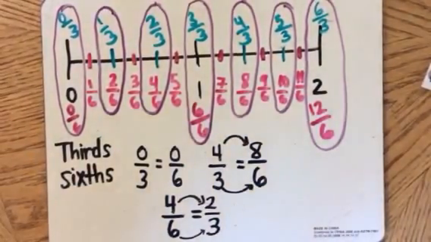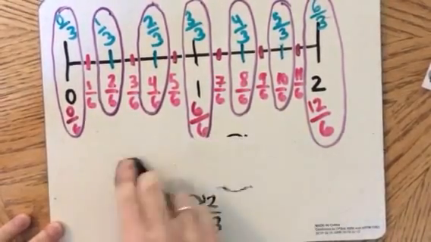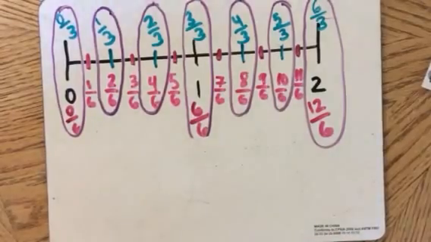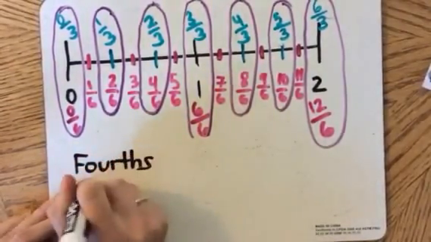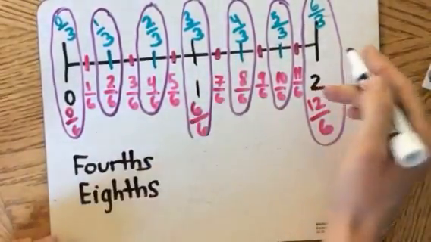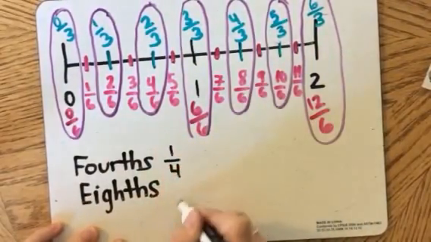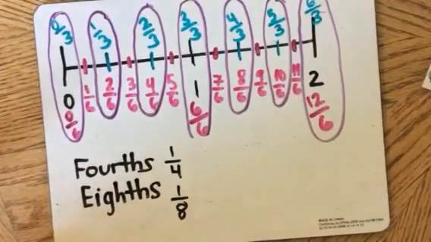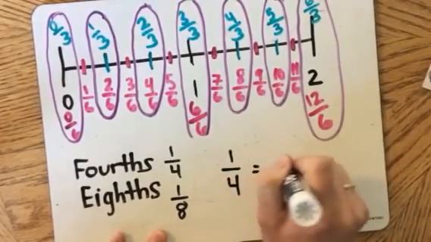Great. So what I want you to do on your own is the same thing, but you're going to compare this time fourths and eighths. So draw a number line from 0 to 2. The top part will be your fourths. The bottom part will be your eighths. And then I want you to find some equivalent fractions using fourths and eighths. For example, 1/4 is equivalent to how many eighths?